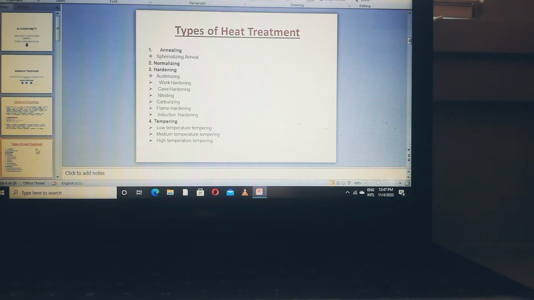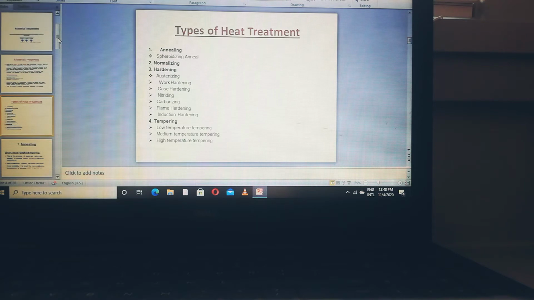Hardening is divided into different kinds, which are work hardening, case hardening, nitriding, carburizing, flame hardening, and induction hardening. And under tempering, we have 3 different kinds: low temperature tempering, medium temperature tempering, and high temperature tempering. We're now going to look in detail at each type of heat treatment.